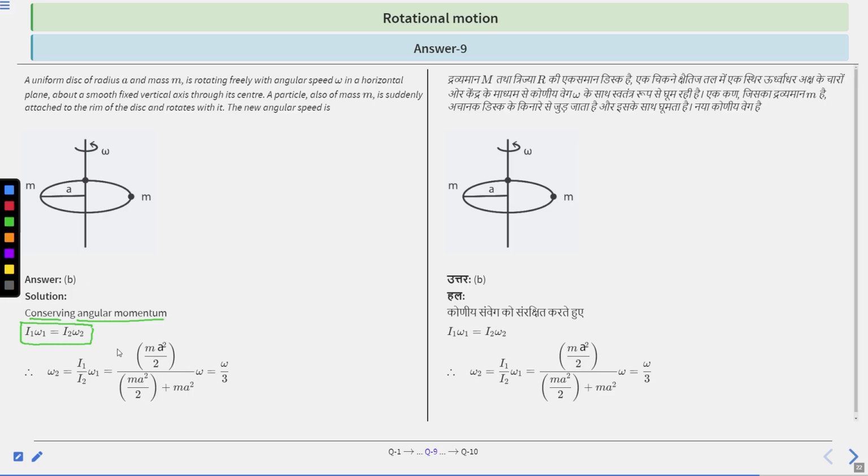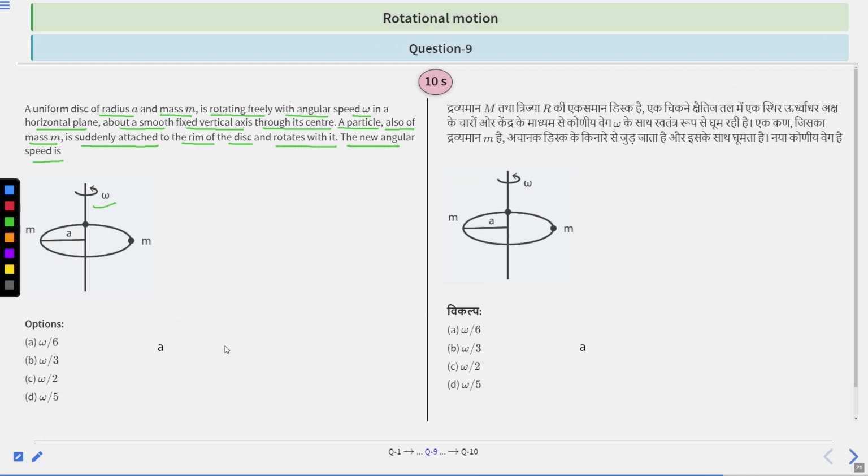Solving this term, you will get omega 2. So omega 2 is equal to omega by 3. Clear? So the correct answer is omega by 3. Option B is correct.